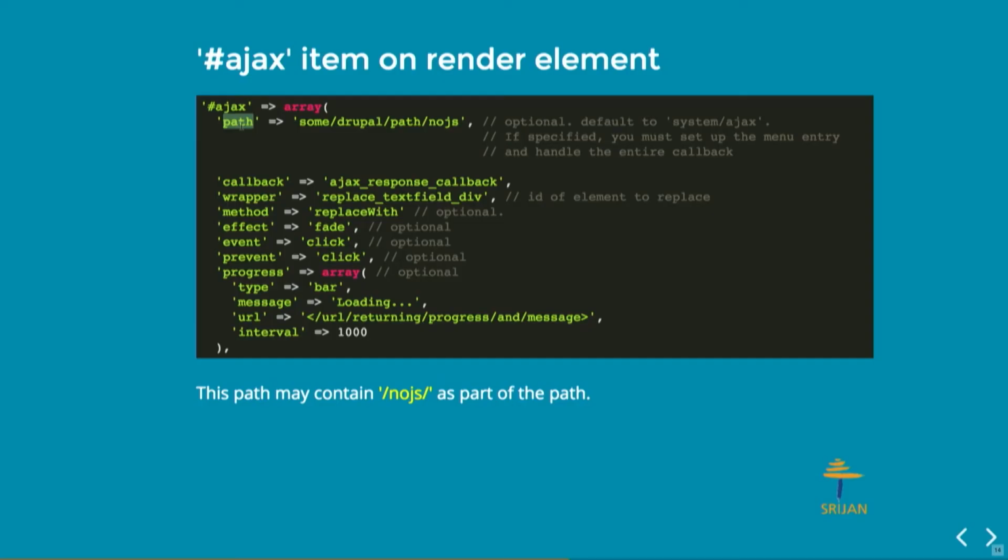Another key is the path, which is optional. If you don't specify it, it's always going to use system/ajax. Otherwise, if you specify a path, then you need to maintain the whole cycle of the event: define a menu item, create a response, and then deliver the response with the Ajax deliver, rather than the default, which is the Drupal HTML deliver. Okay, and the path can contain wildcards as part of the URL, and Drupal is going to handle that with Ajax.